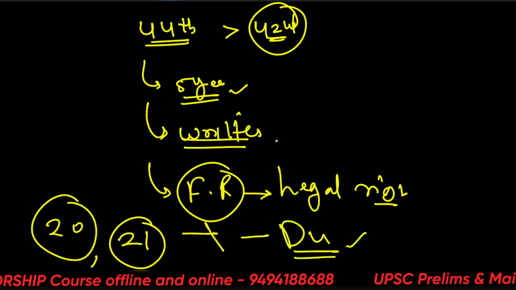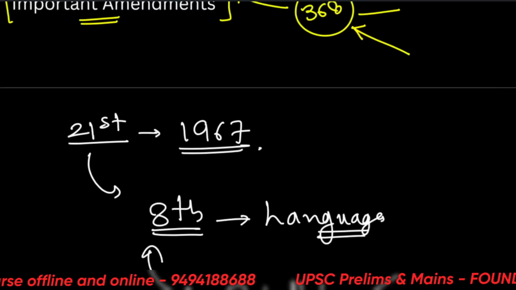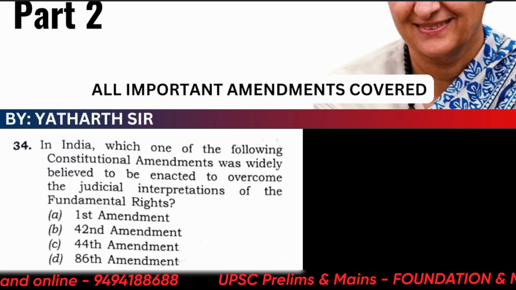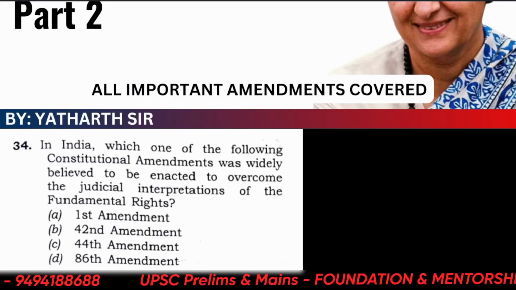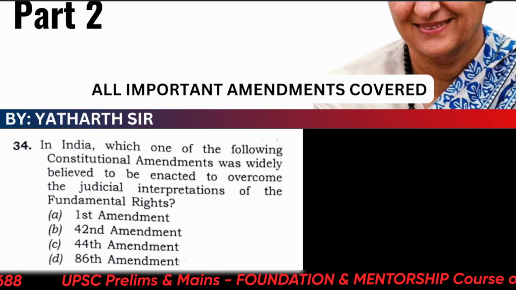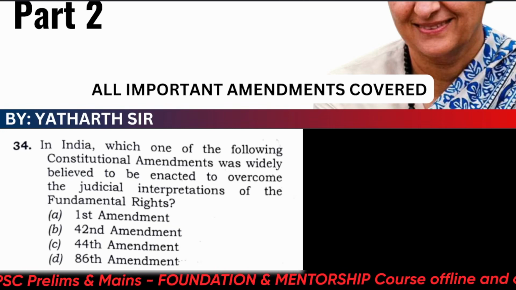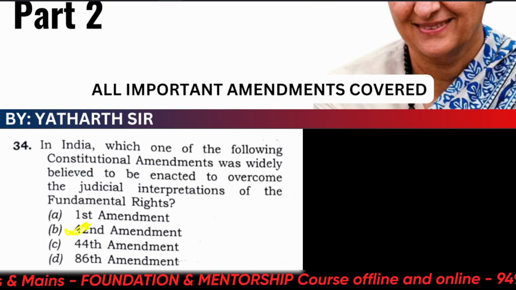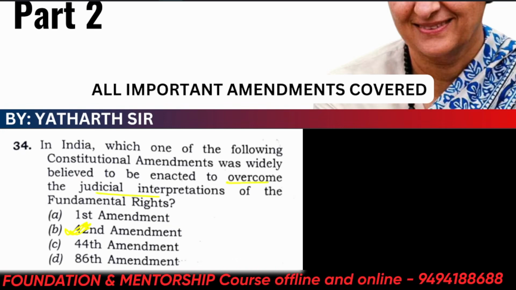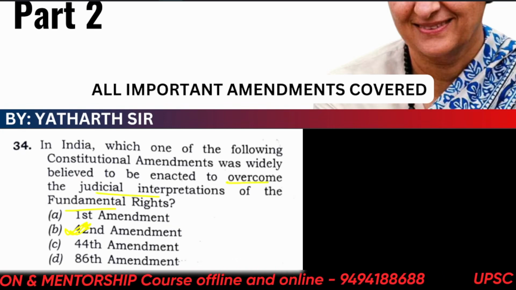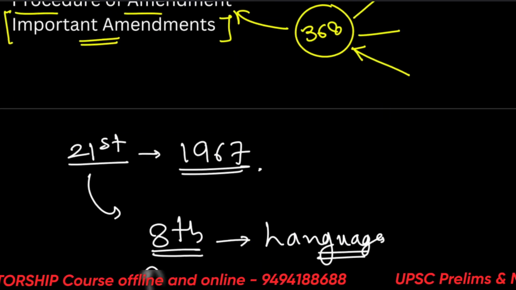All right. So what are our options here? First, 42nd, 44th and 86. So our answer is already coming from the 42nd Amendment Act. It overcame the judicial interpretation of the fundamental right. So this was the answer of this question. We'll see the 86th also in the next video. No problem. I'll make a list of this and send it to you on the Telegram group.